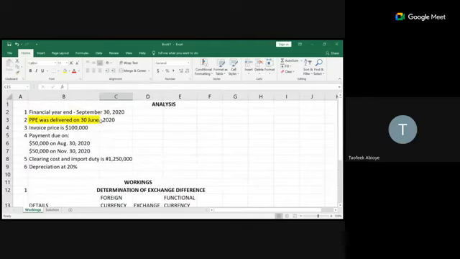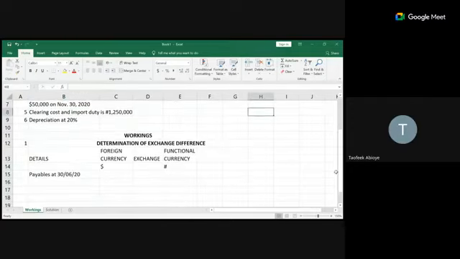The first 50,000 we pay in August, that's 2 months after. Then after 4 months again, November 30, September, October, November, we pay the remaining 50,000. So now, how much are we owing as at this date? We are owing 100,000.